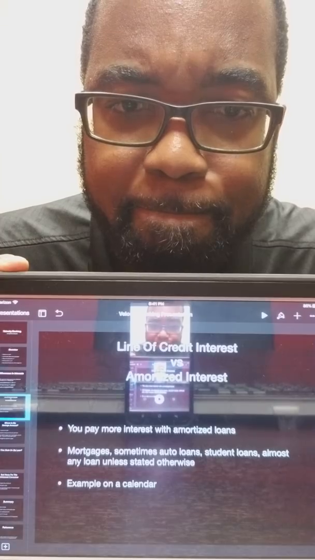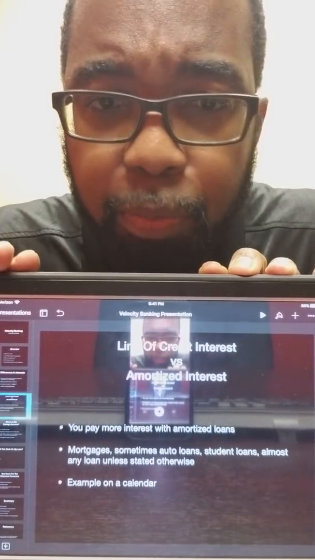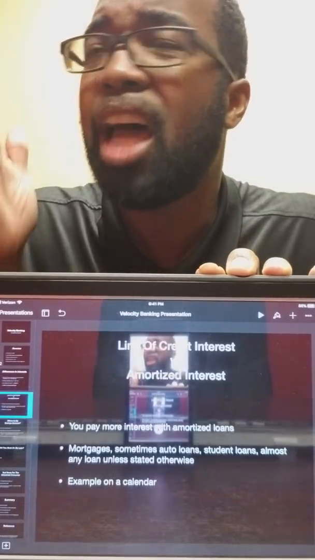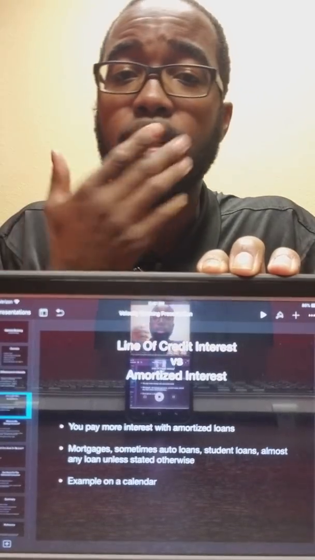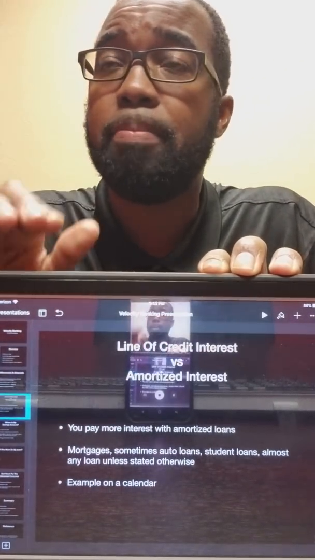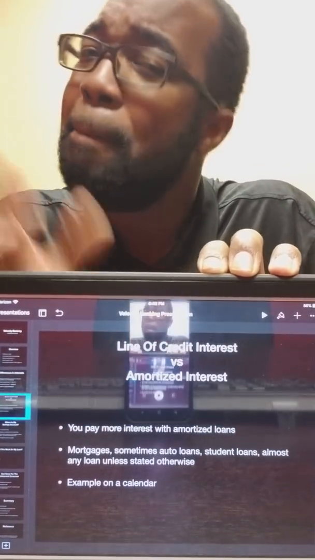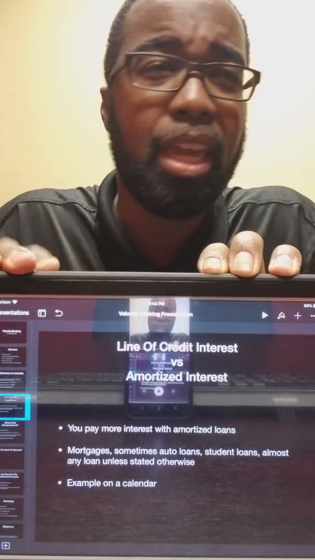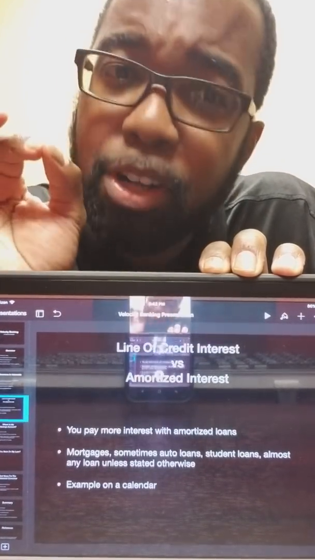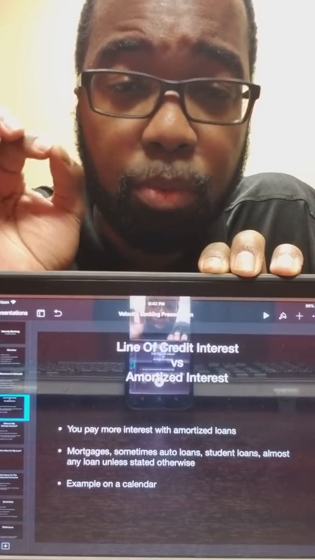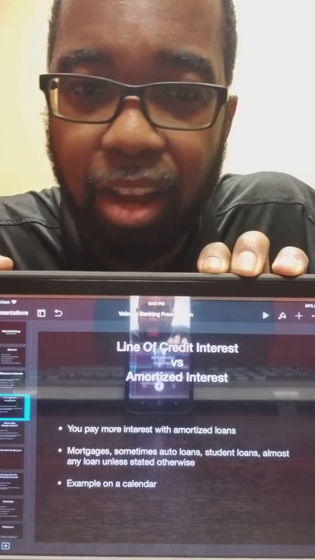They actually have a different calculation like we already went over. This is your mortgages. A lot of times it's going to be your auto loans, but not all auto loans. Like the dealer that I work with, they only have simple interest loans, which is great. But student loans, many auto loans, and of course the mortgages, those are amortized interest. And you're going to want to use the line of credit method in order to cut that down.